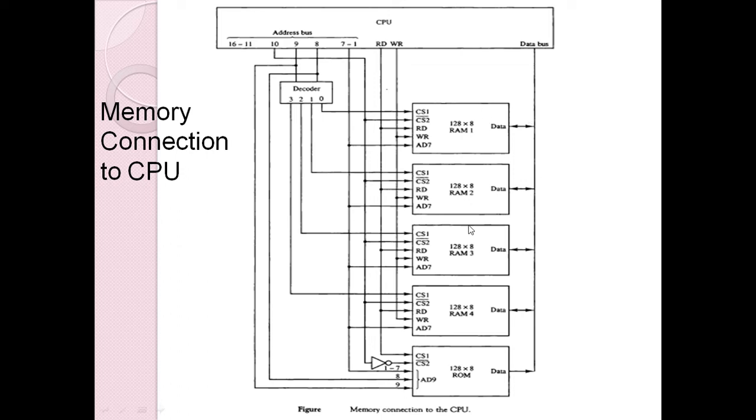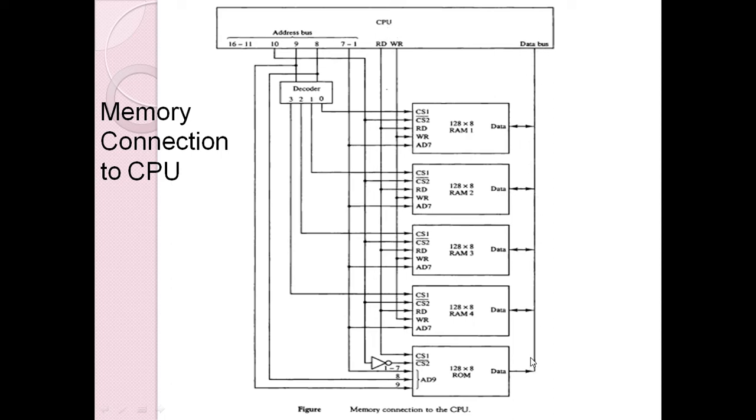Now here you come and see the interconnection. These are 4 RAM chips and one ROM chip. So this is some printing mistake. It is 512 by 8 in ROM and 128 by 8 in all the 4 RAMs. So see, here are the read and write signals which the CPU sends, and here is the data bus.